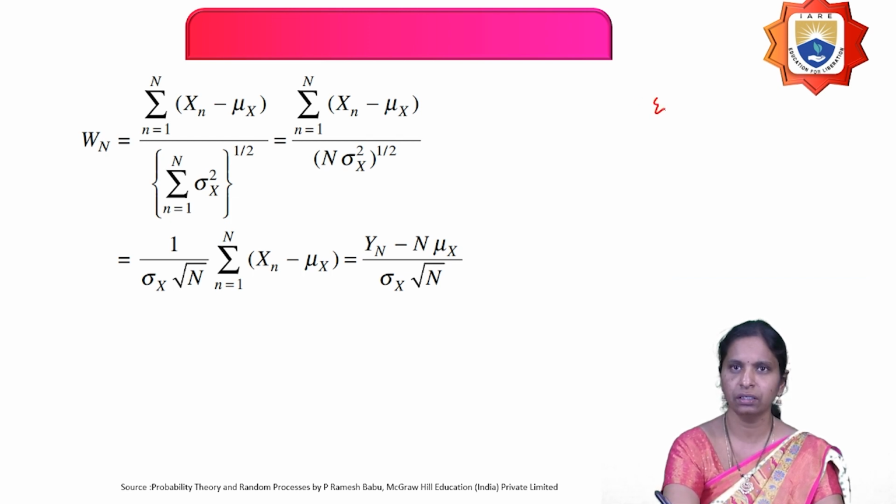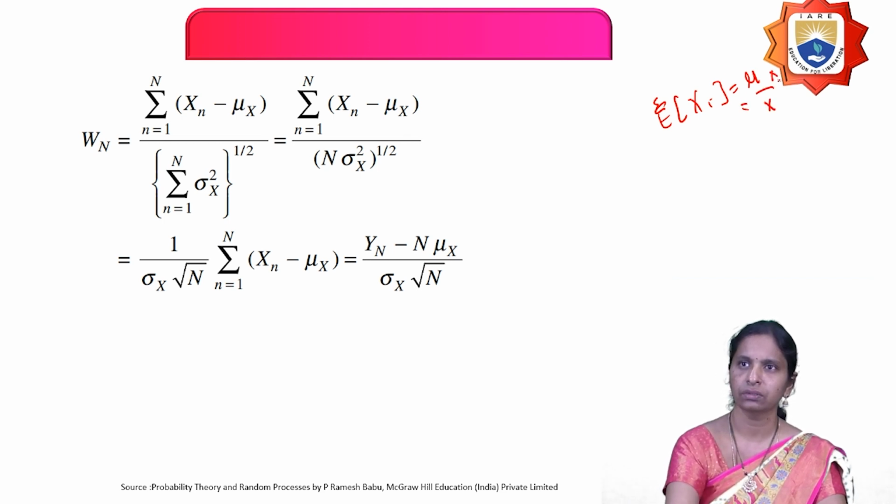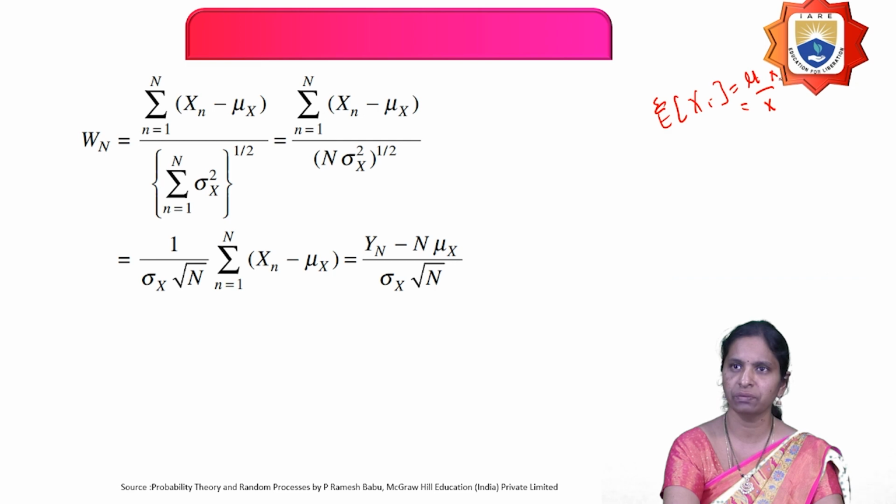Here, what is the variance of this? The mean of the random variable is the expectation of Xi, which we can call mu_x. It is a constant, or you can take it as x bar also. So mu_x is the mean of the random variable Xi, and x bar is also the mean of the random variable Xi. You can represent the mean either by mu_x or by x bar.